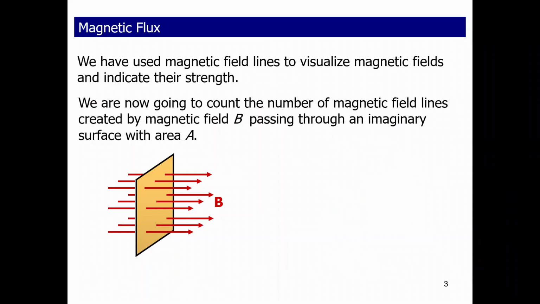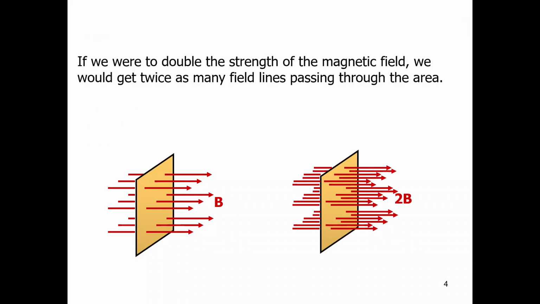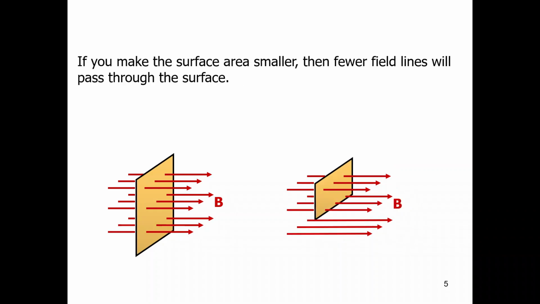So we're going to walk through the same process that we did before. So picture that you have this imaginary sheet, and that rectangular sheet has some number of field lines passing through it, okay? And that sheet has a surface area A. So if we were to double the magnetic field through that, I would have twice the flux because I'd have twice as many field lines passing through. If I was to make it smaller, then I'd have fewer field lines passing through.